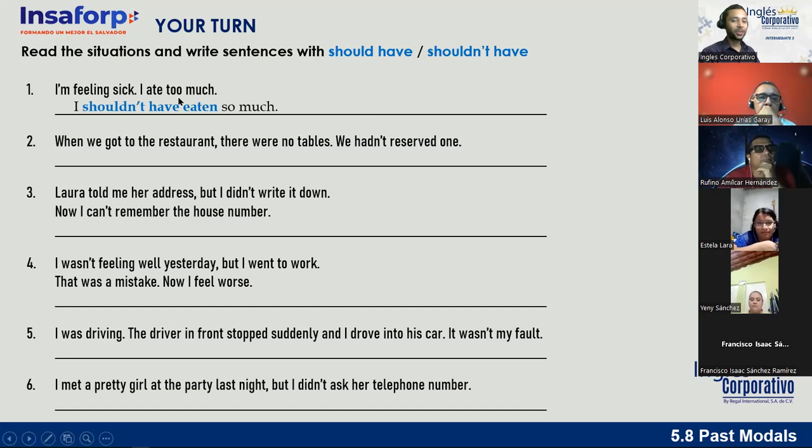Normally, in affirmative sentences, you use too much, which means demasiado. In negative sentences, you use so much, which means tanto. No debí haber comido tanto. Ahí está la diferencia entre too much y so much. Normalmente too much, demasiado, so much, tanto. Okay, but yeah, that's correct. Thank you, Stella. That is correct.